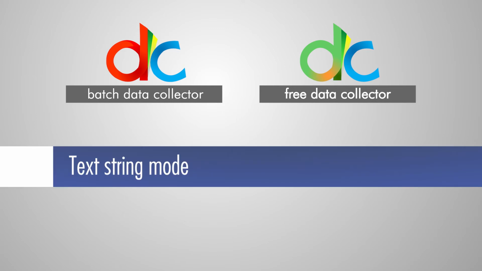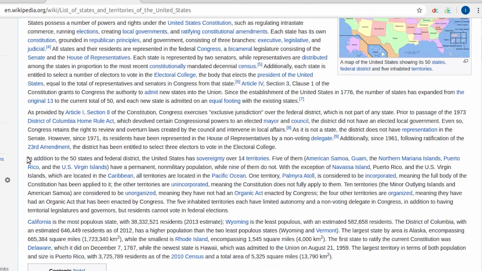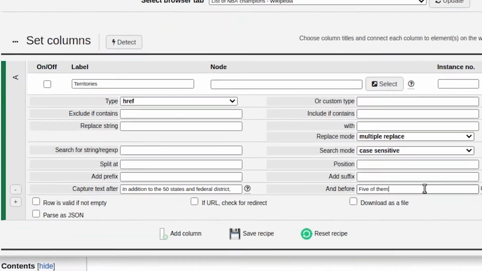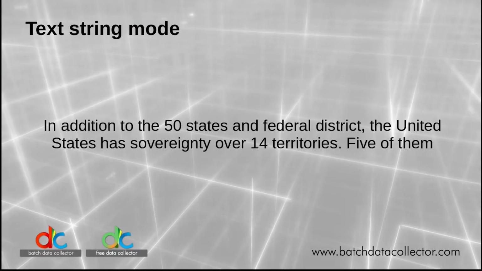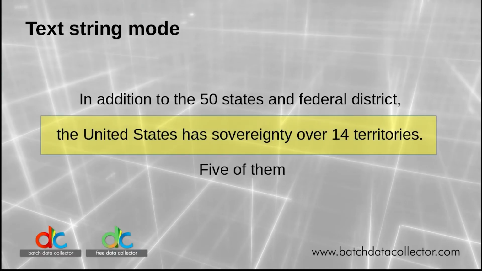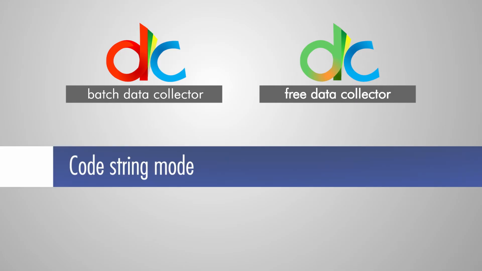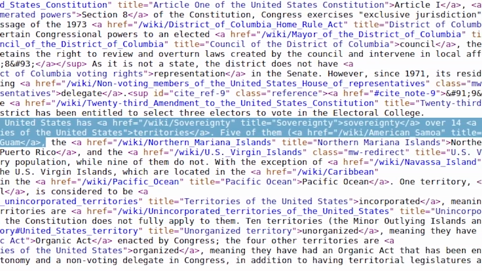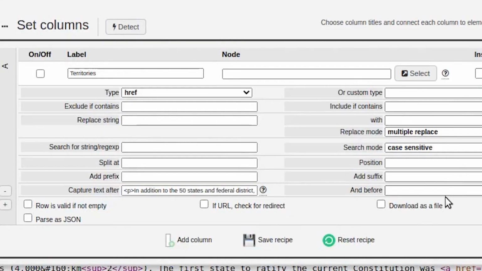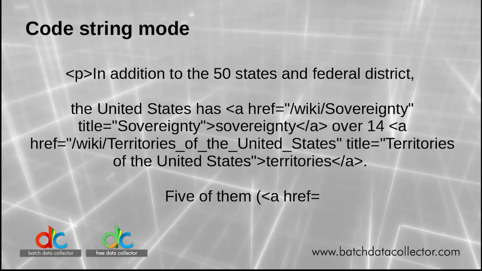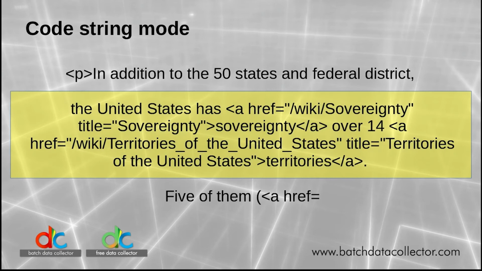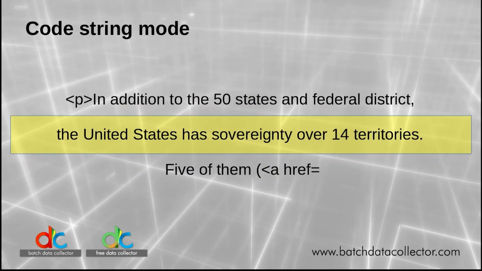Text string mode. In the presence of complex content delimited by recurring words, users can extract portions of text by indicating the words that precede and follow the section of interest. What is in the center will be selected and extracted. Code string mode. In the presence of complex content delimited by specific HTML codes, users can extract portions of text by indicating the codes that precede and follow the section of interest. What is in the center will again be selected and extracted.